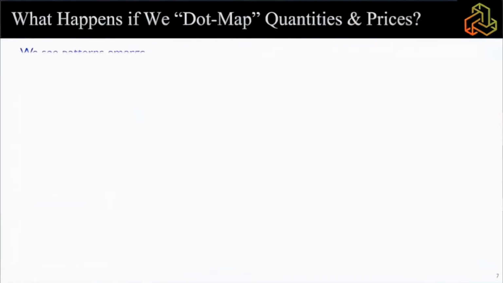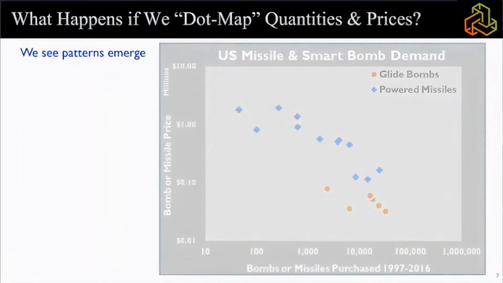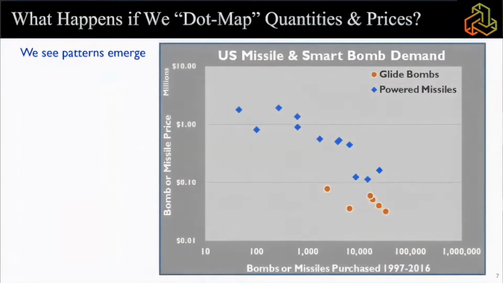What happens if we were just to dot map the quantities and the prices? Now, what do I mean by dot mapping? The dot map in this vernacular means that we plot in the horizontal direction the quantity of the bombs or missiles that we purchase, and vertically we plot the prices of those products. The glide bombs are in brown here, and the missiles are in blue. Notice this is in log space.